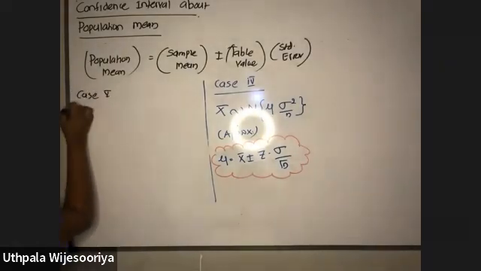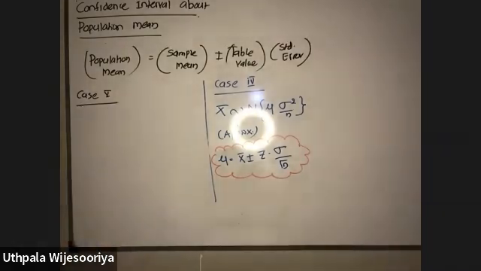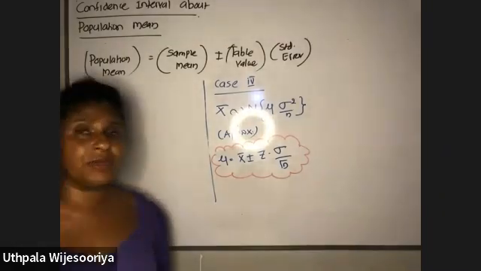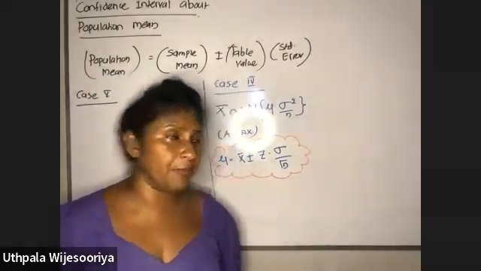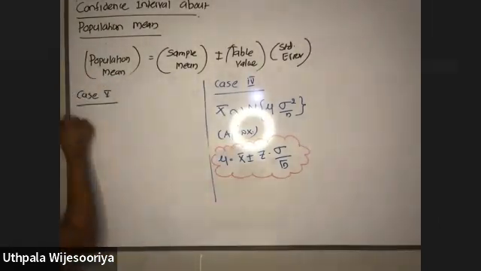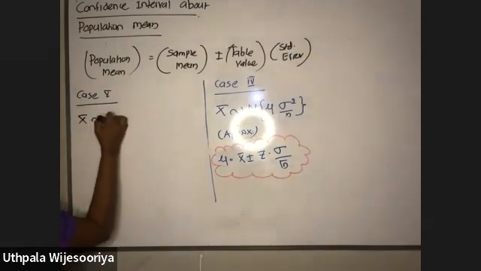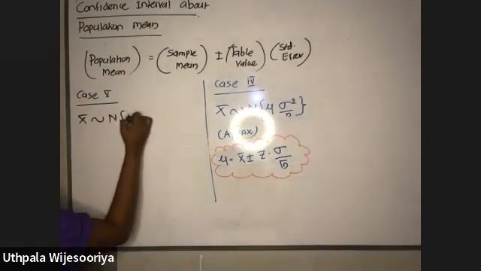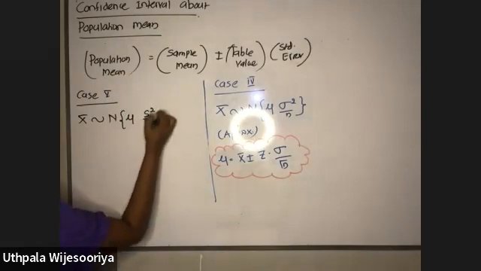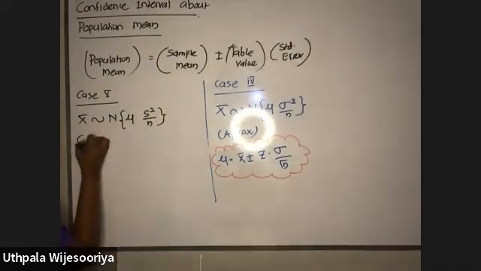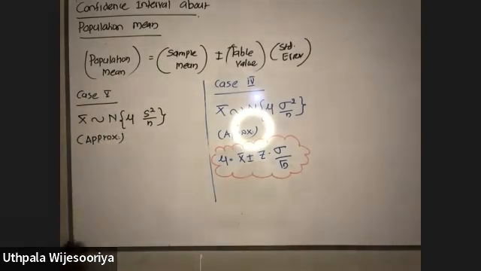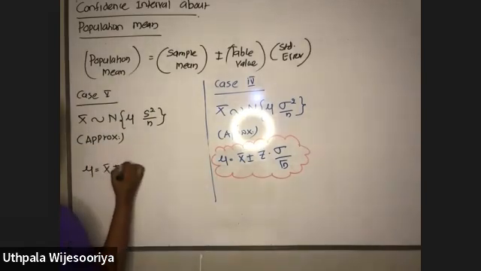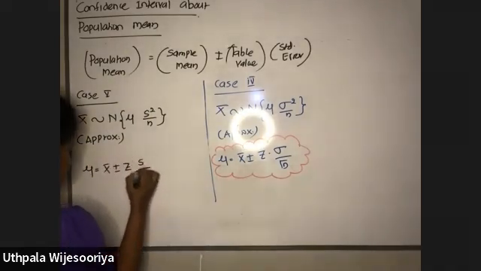Case number 5. Population is not normally distributed. Population variance is unknown for large samples. Once we draw a large sample, X bar is approximately normally distributed with population mean mu, variance sigma squared over n, approximately. Again, you have the same formula as case 2. Mu is equal to x bar plus or minus z s over root n.